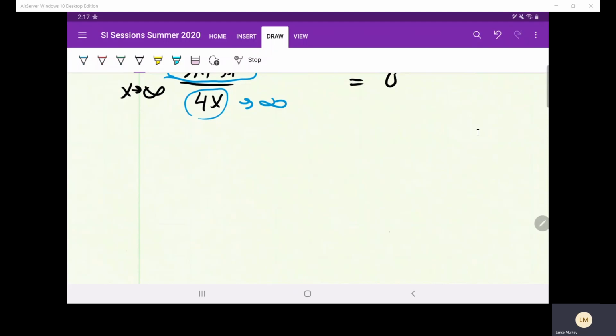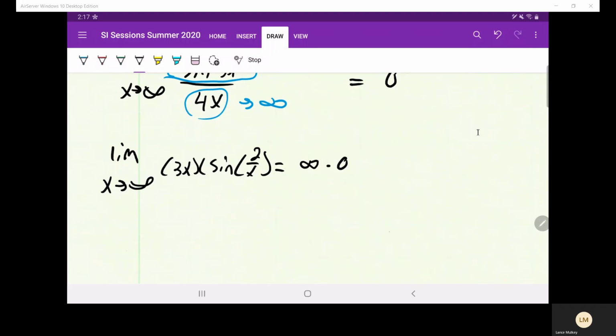The limit as x approaches infinity of 3x times sine of 2 over x equals infinity times sine of 0, which is 0. It's indeterminate. So now, how do we do this?